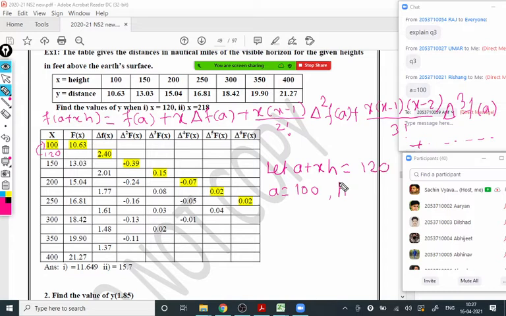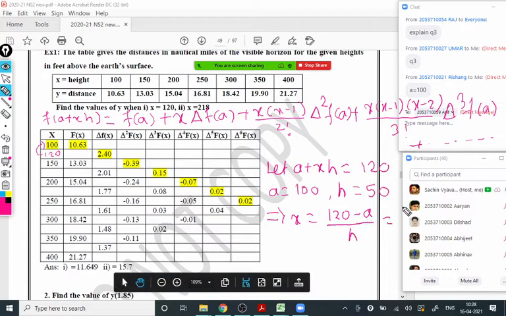What is the value of h? h is the class interval. It is the difference between two successive values of x. So what is h? Not 20, h is 50. You will observe 150 minus 100, or 200 minus 150. The difference between two successive values of x is a constant, and that h is 50. Now, when you have these three values, we can find the value of x. So what is the formula for x now? x is equal to (120 minus a) divided by h.